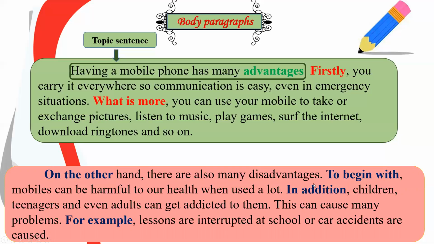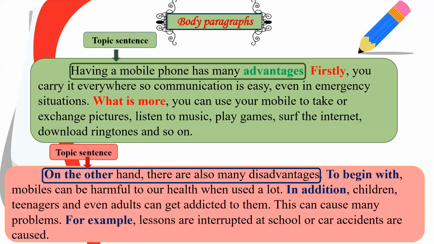In addition, see here using this linking word to add arguments. Children, teenagers, and even adults can get addicted to them. This can cause many problems. For example, you see here, we are supporting the arguments. Lessons are interrupted at school or car accidents are caused. Again, in this paragraph, we have this topic sentence, and the topic sentence identifies the main idea of the paragraph, which is talking about the disadvantages.